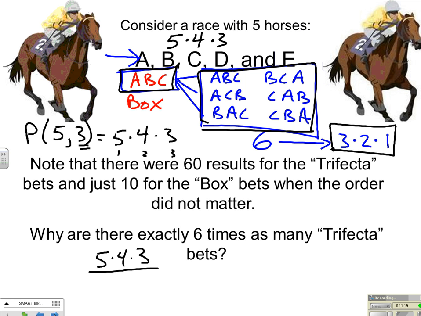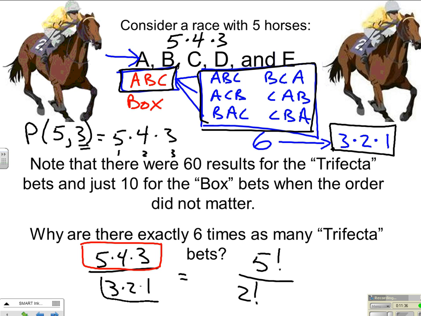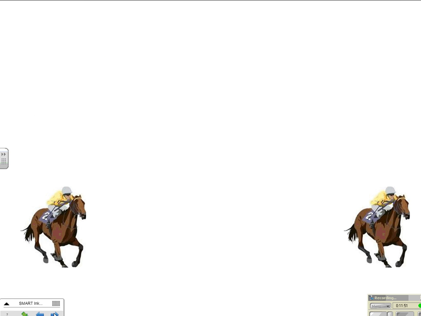And where did the 6 come from? That is 3 times 2 times 1. We could actually list the permutation as 5 factorial over 2 factorial, which gives me this. But we also have our 3 factorial, and that 3 factorial is there just because the order does not matter. So there's a little discussion on combinations and permutations, and I hope that is helpful to you.